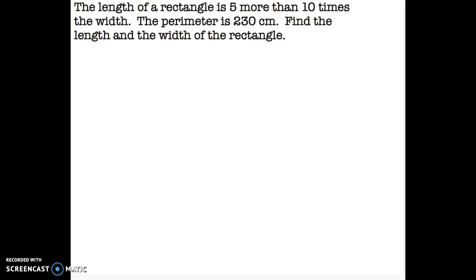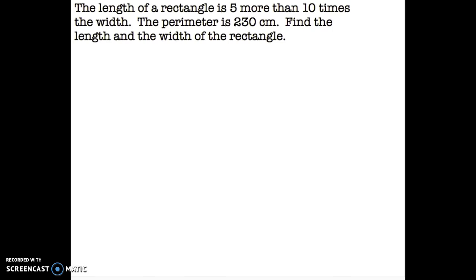Okay, we're going to try 2 problems today. The first one's this. The length of a rectangle is 5 more than 10 times the width. The perimeter of the rectangle is 230 centimeters. Your task is going to be to find the length and the width of the rectangle. So the length and the width are the 2 things that you don't know right now, and we're going to attempt to relate them to each other.